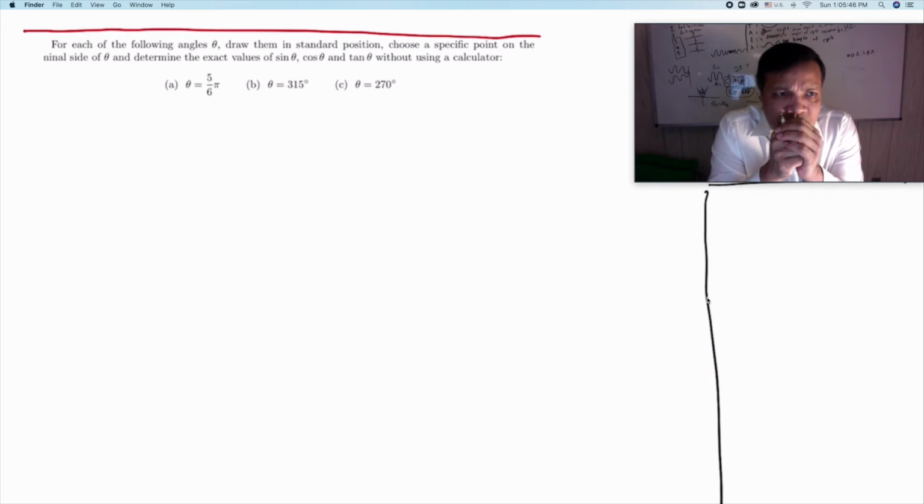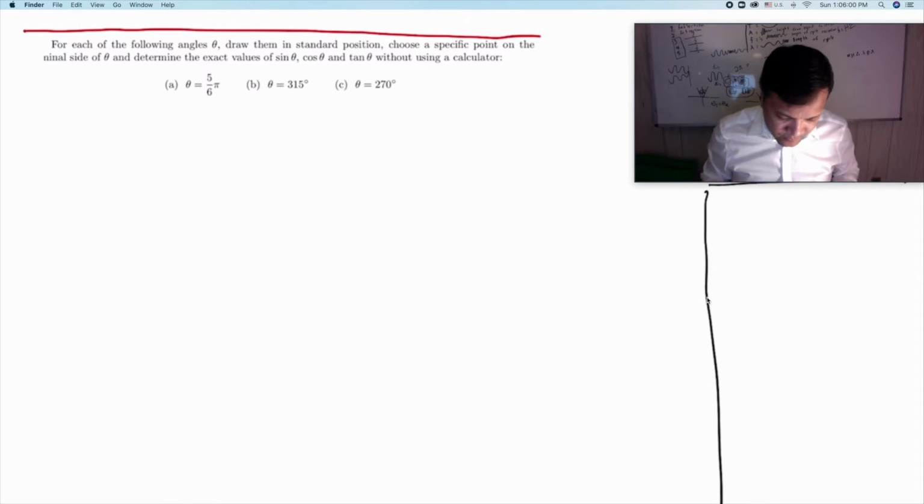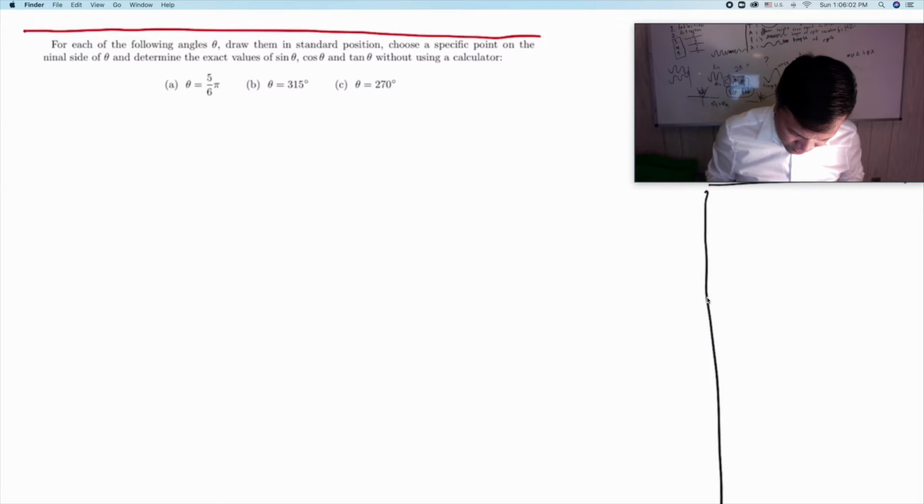Next trigonometric problem. For each of the following angles, draw them in standard position. Choose a specific point on the terminal side of theta and find the exact value of sine, cosine, and tangent when the angle is 5 pi over 6, 315 degrees, or 270 degrees.